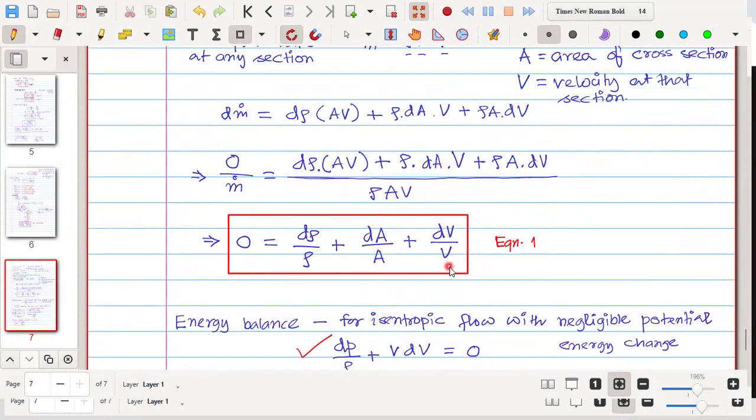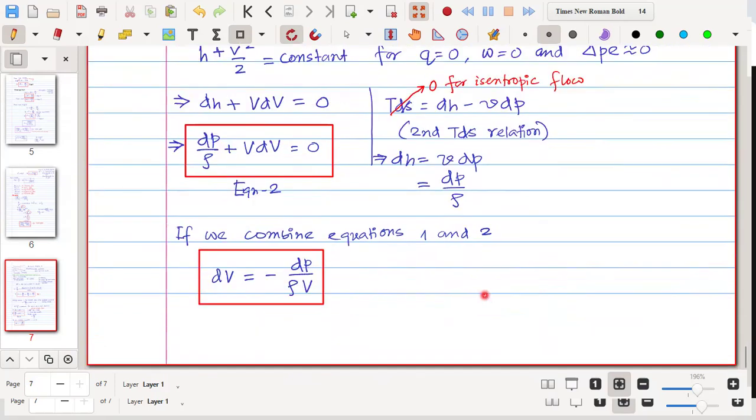Now we will put it here. So here we can write. Is it clear? Yes, sir. So that is always true. Whatever be the variation of area, whether it is a converging duct or diverging duct, it is always true that if the pressure increases, velocity will decrease. If the pressure decreases, velocity will increase. This is always true. Okay.